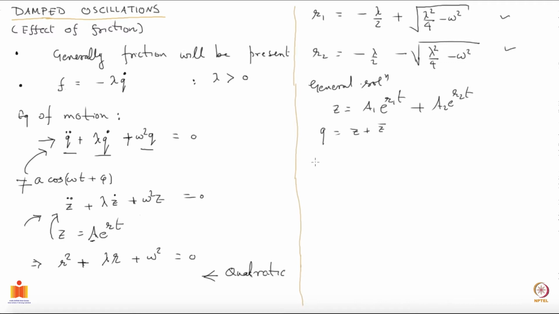So possibility number 1, which I will say, lambda square is greater than 4 omega square. Okay, that is a possibility. And as you are about to see, it describes overdamped motion. Okay, let's see why this possibility leads to overdamped motion.